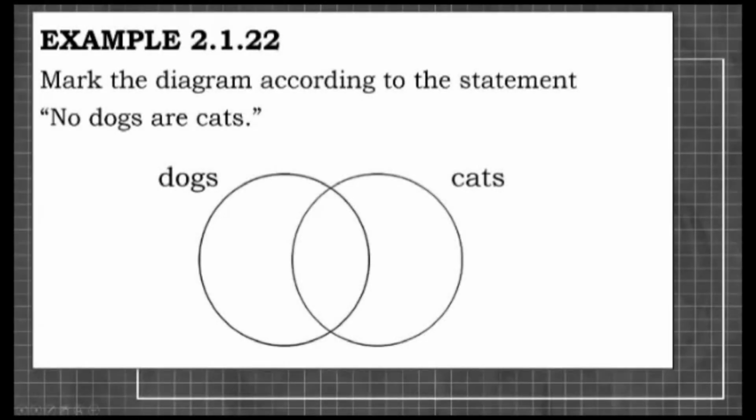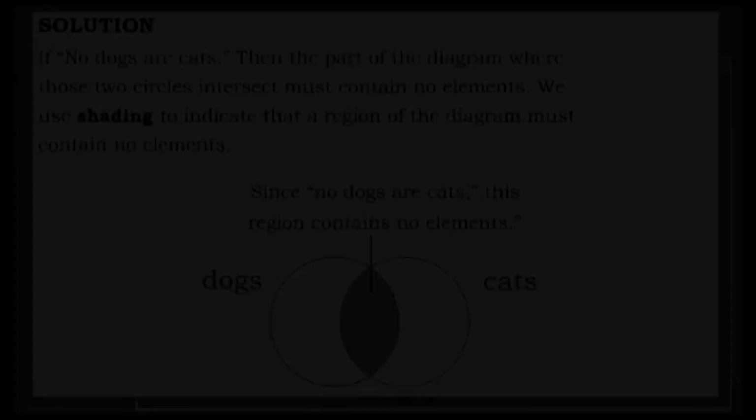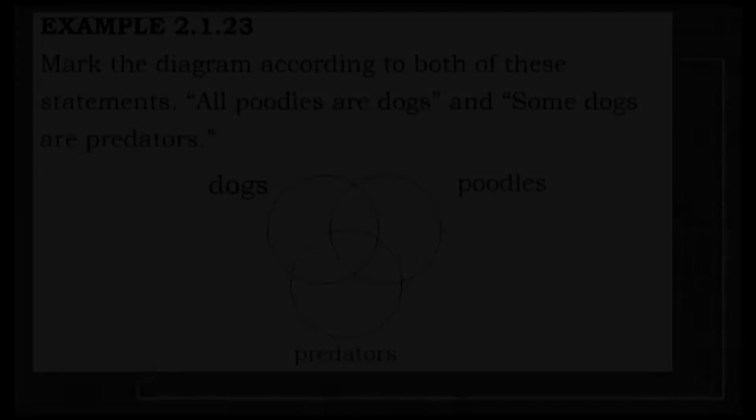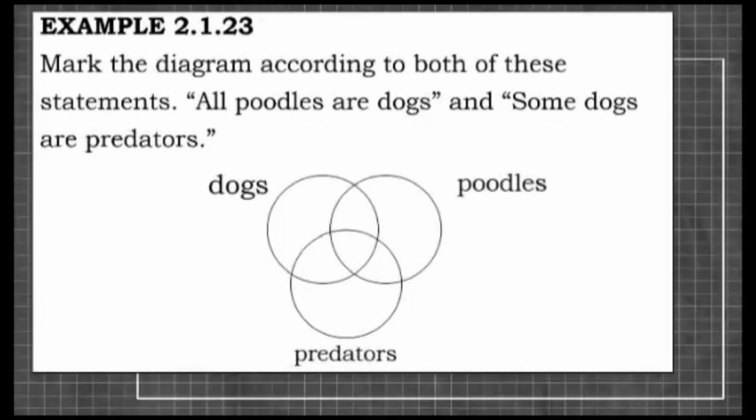2.1.22: Mark the diagram according to the statement, no dogs are cats. So here is the solution. If no dogs are cats, then the part of the diagram where the two circles intersect must contain no elements. We use shading to indicate that a region of the diagram must contain no elements. Here are some examples.